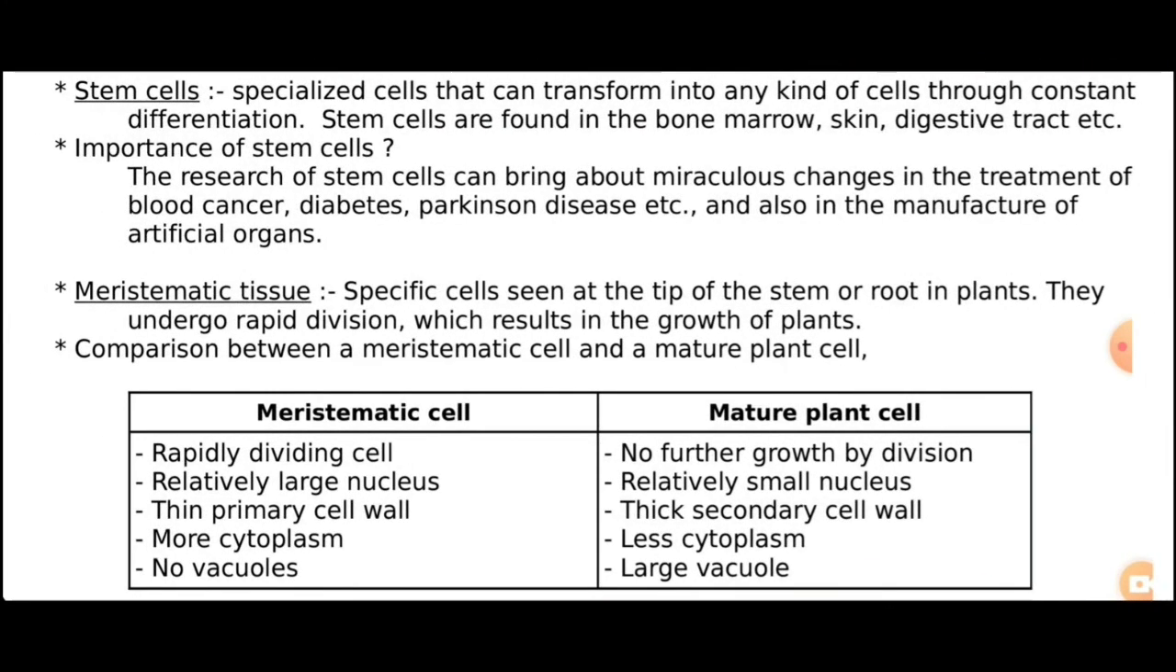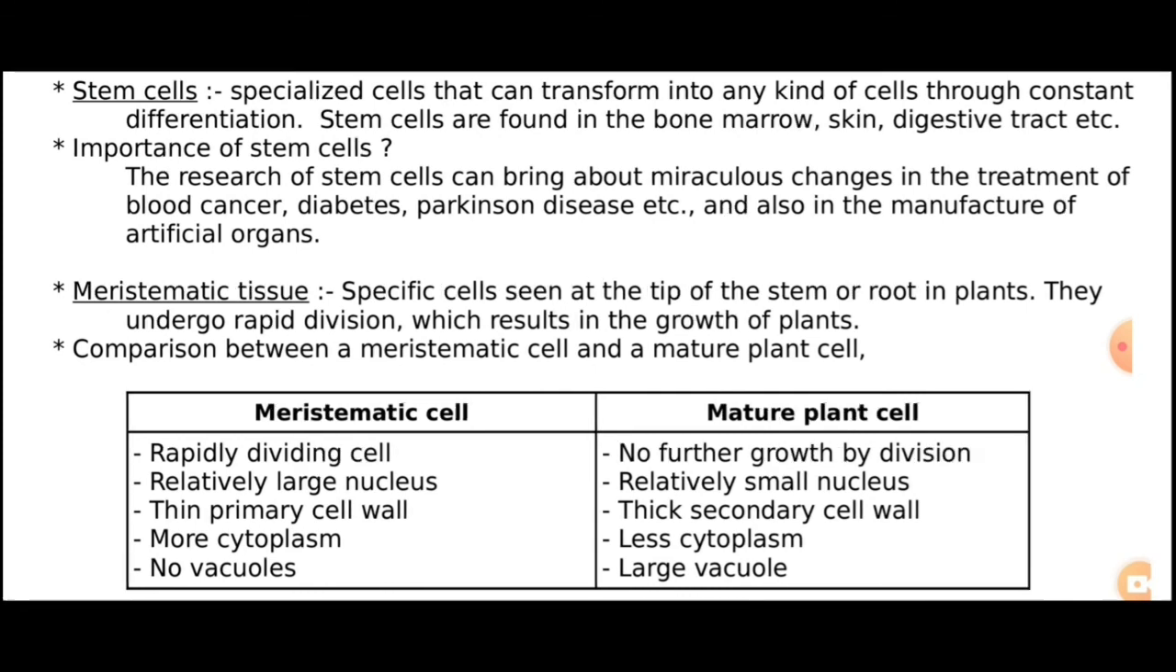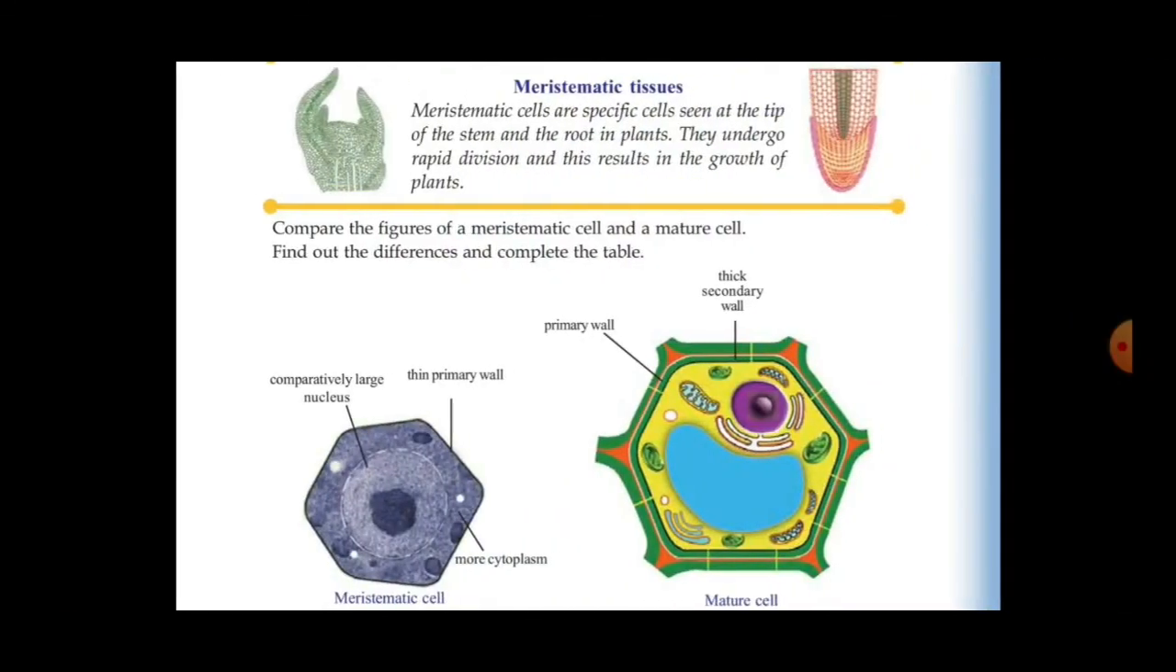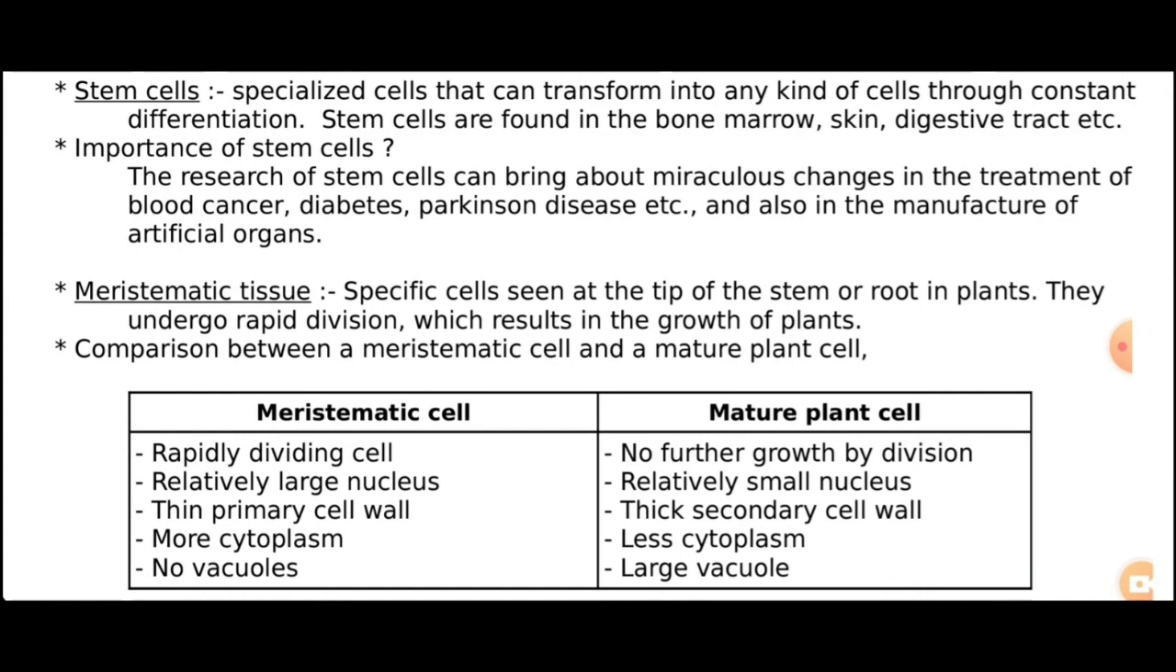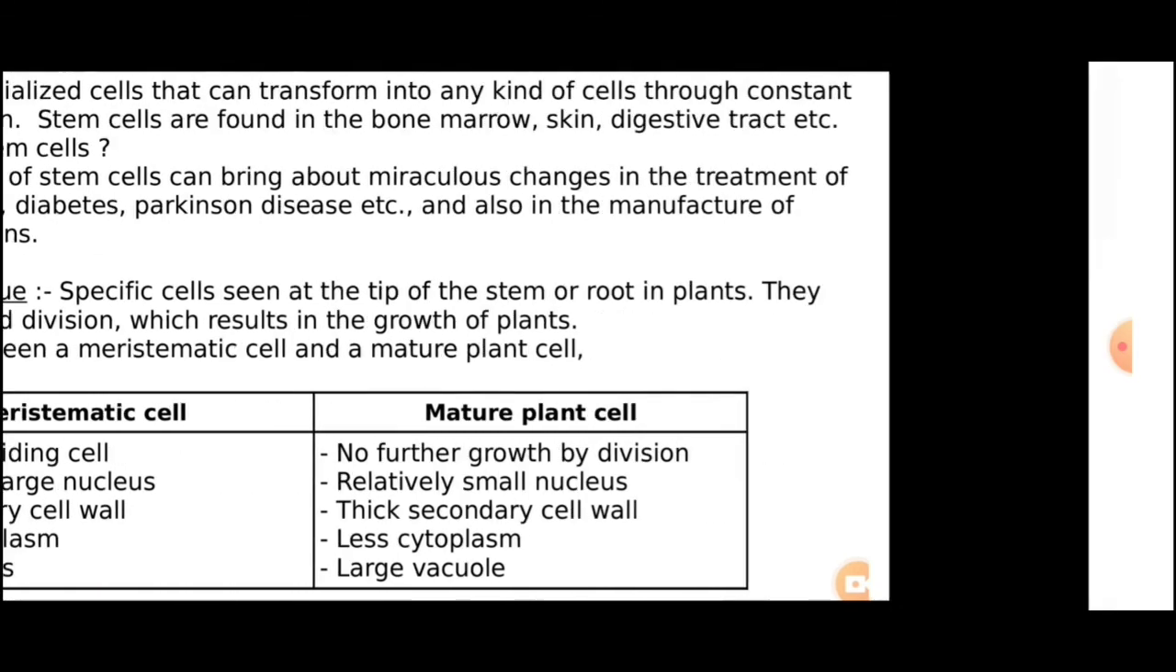Clear? Then meristematic cells have a thin primary cell wall, but mature cells have a thick secondary cell wall. Look, primary wall, that is only there. But here a thick secondary wall is there and the primary wall is also thick. Two walls are there in mature cell, but here it is only having a thin primary wall.